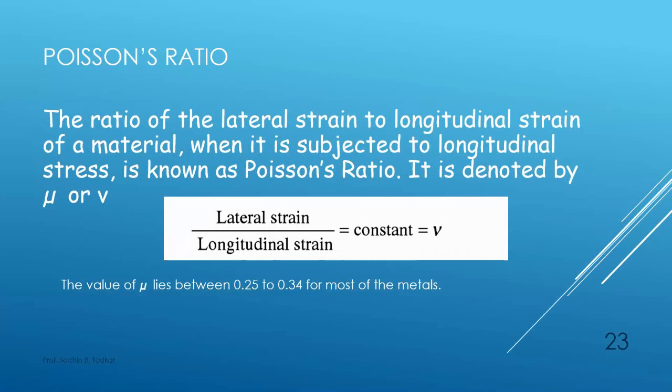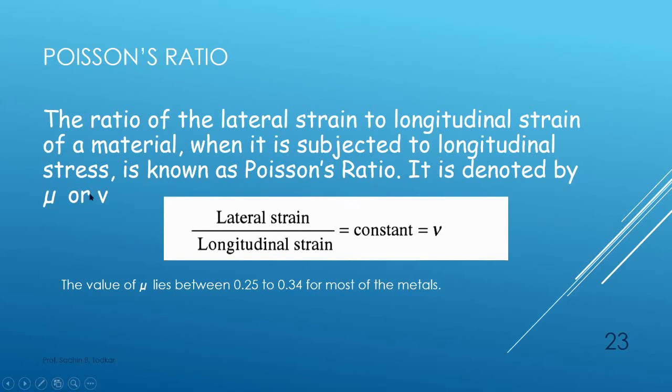So it is a ratio of lateral strain to longitudinal strain of the material. Lateral strain is nothing but, lateral is the direction in which we are going to apply the major force. It is called the lateral direction. And longitudinal is perpendicular to that particular direction. So the ratio of lateral strain to longitudinal strain is called Poisson's ratio.